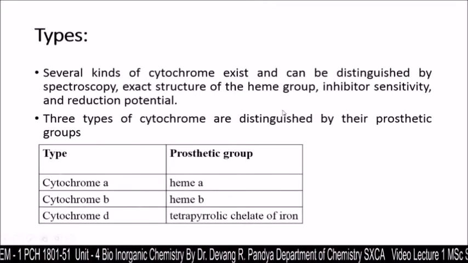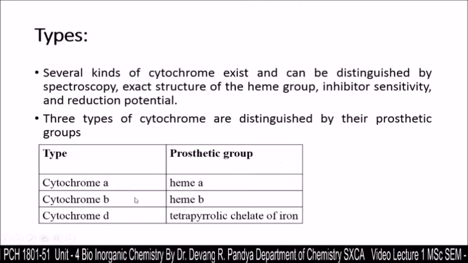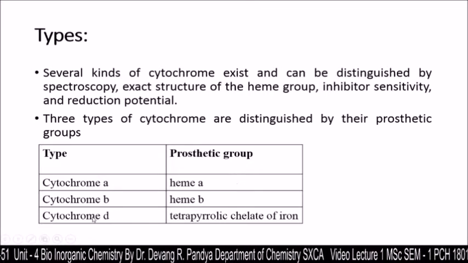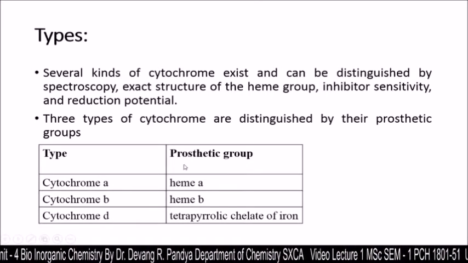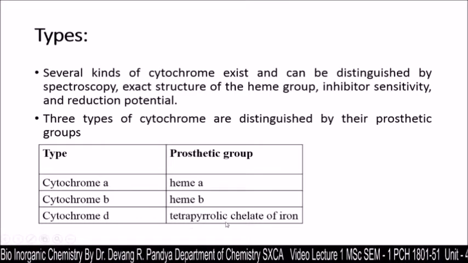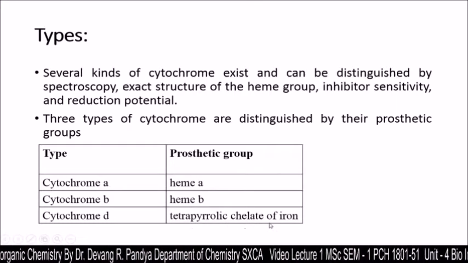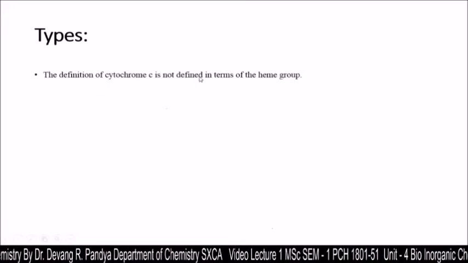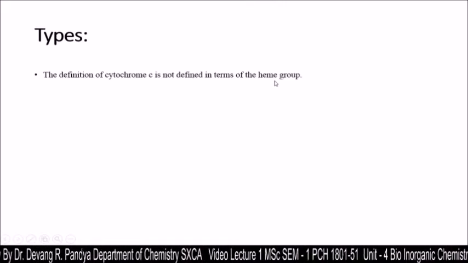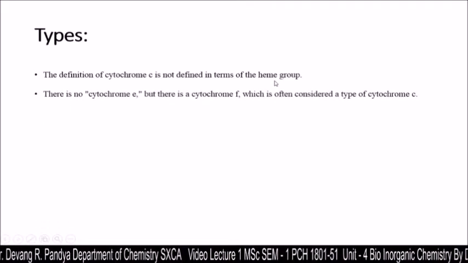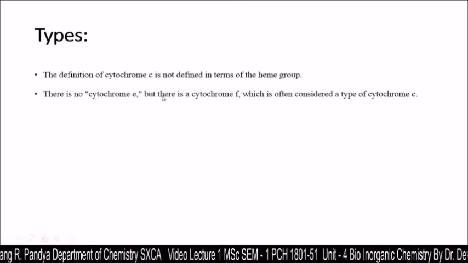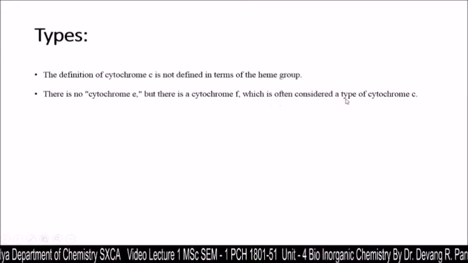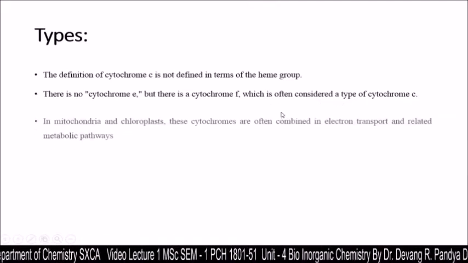Cytochrome A has a prosthetic group heme A. Cytochrome B has a prosthetic group heme B, and cytochrome D has a prosthetic group as tetrapyrrolic chelate of iron. Cytochrome C is not defined in terms of the heme group. There is no cytochrome E, but there is a cytochrome F, which is often considered a type of cytochrome C.